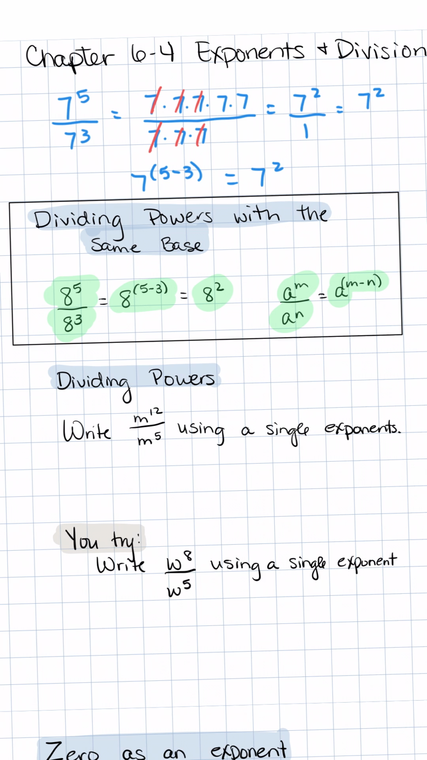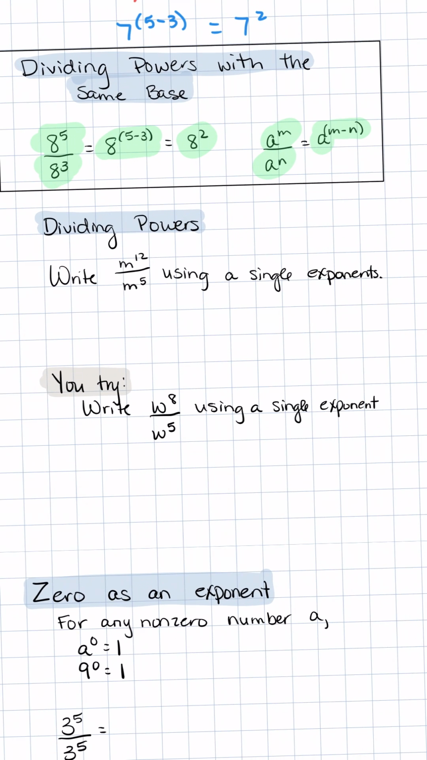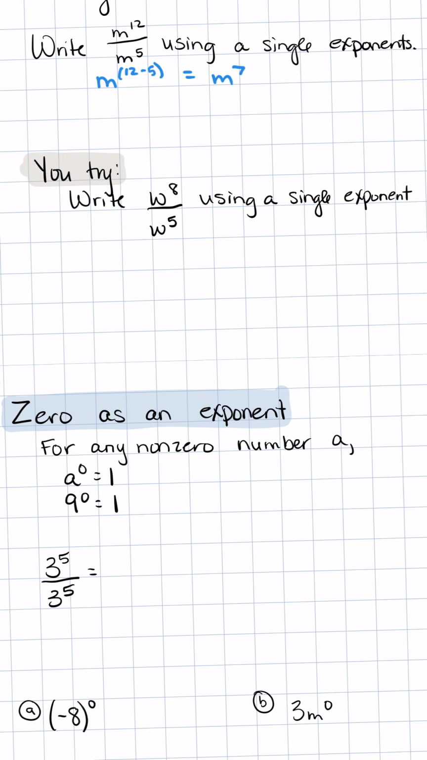Okay, so now let's look at dividing powers. Write m to the 12th divided by m to the 5th using a single exponent. So what we would do is we would write m to the 12th minus 5th equals m to the 7th. Piece of cake, just like that. That's your answer. You go ahead and try this next one. Come back to me when you're done.